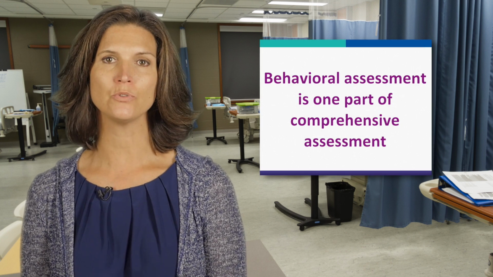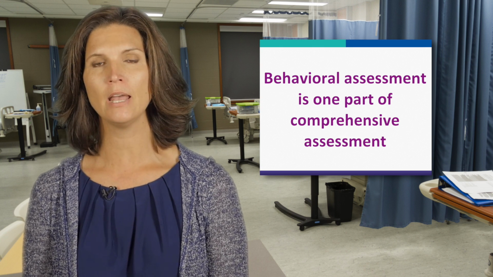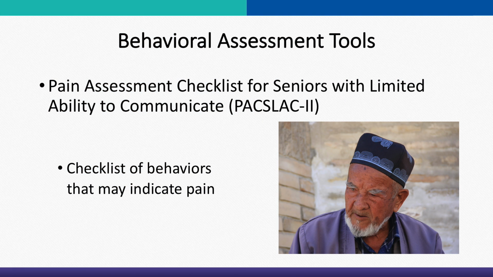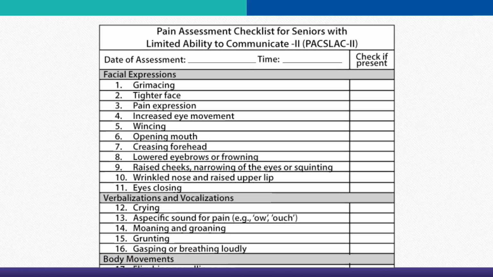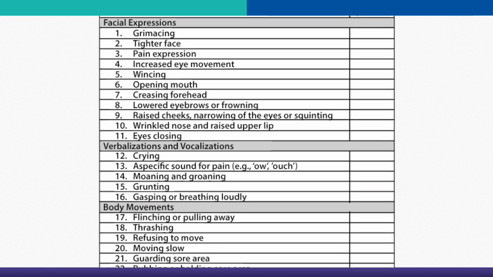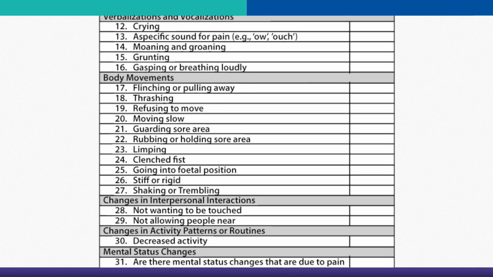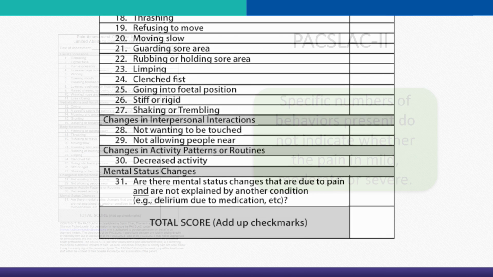A behavioral assessment tool is one part of a more comprehensive assessment to determine whether someone has pain and what treatments should be used. The Pain Assessment Checklist for Seniors with Limited Ability to Communicate 2, or PACSLAC-2, is a behavioral checklist that is recommended for use to screen for pain in this population. The PACSLAC-2 has 6 different categories of behaviors. Each category has between 1 and 11 behaviors that are checked if present. The total numbers of behaviors observed is added up to give a score that can range from 0 to 31.